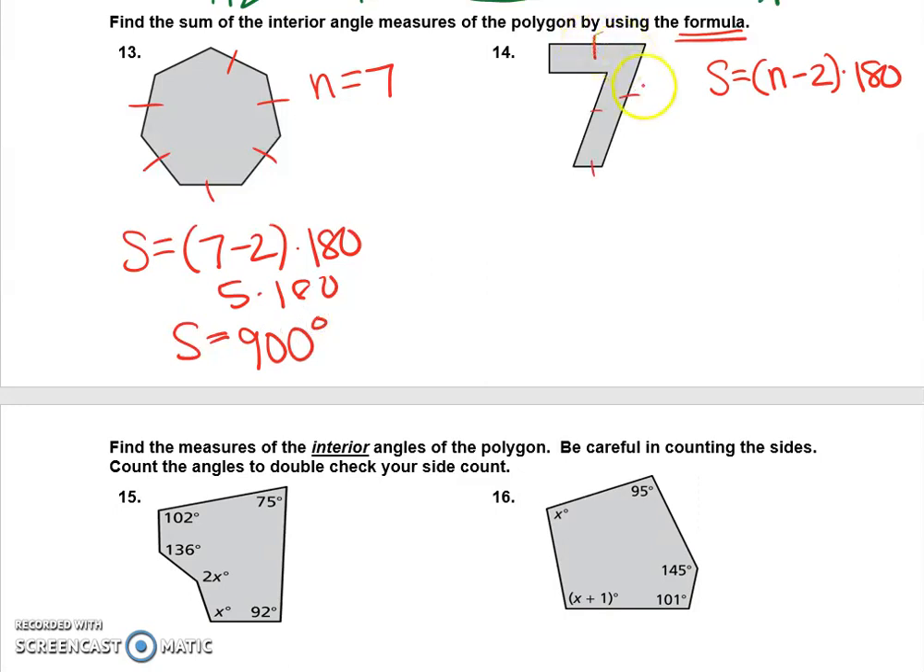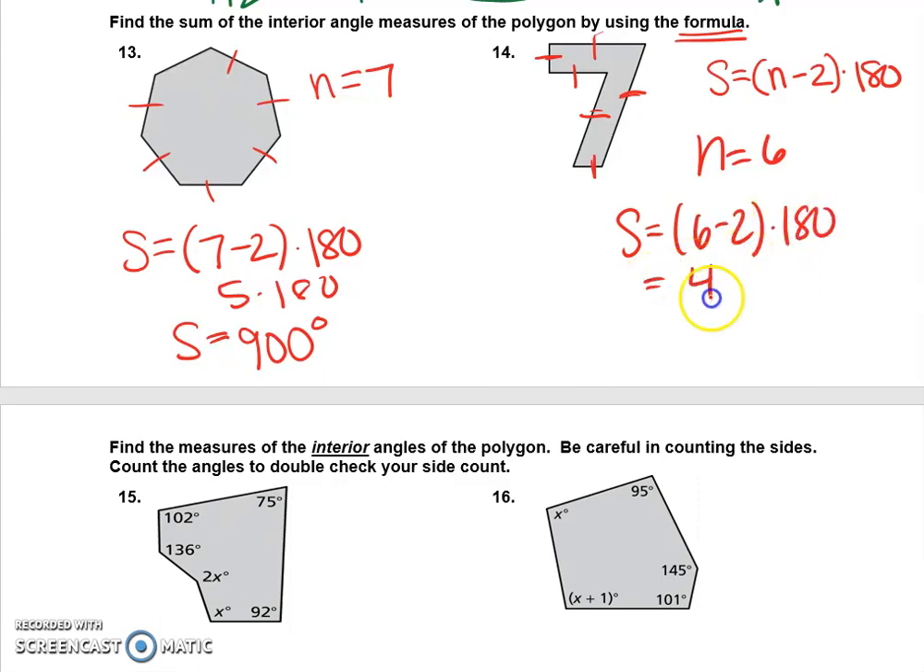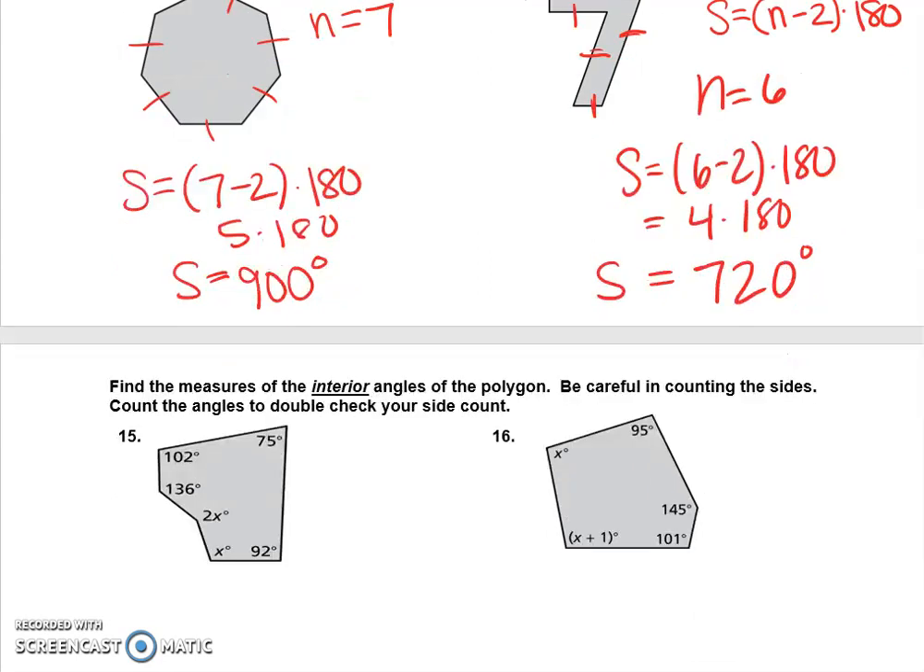Same thing on this next problem. You have 1, 2, 3, 4, 5, 6 sides. Don't forget to count them all. Your dashes really help on this one. 1, 2, 3, 4, 5, 6. n is equal to 6 sides. My sum is 6 minus 2 times 180, which is 4 times 180, which is 720 degrees. So that's the sum of a 6-sided figure.